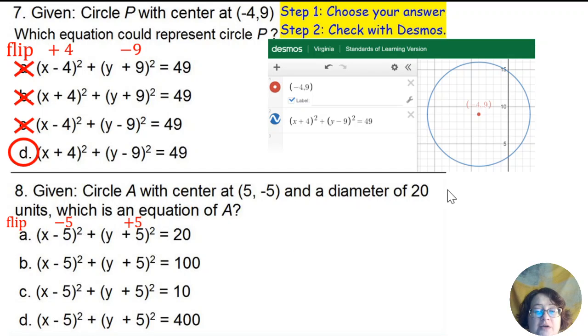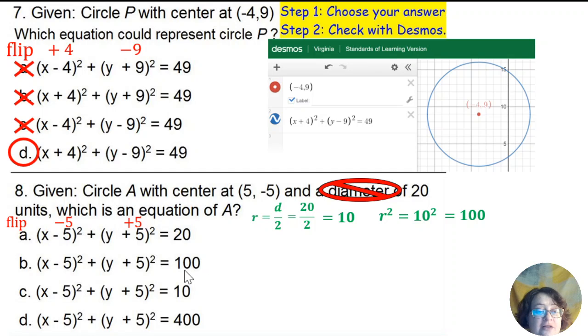We have diameter of 20. Remember, diameter is our dirty word. We don't use it. We want radius. So the first thing I do there is I change it. The radius is the diameter divided by 2, or 20 over 2 in this case, which gives us 10. Now, remember, it's not going to be equal to the radius. It's equal to r squared. So the radius squared is 10 squared, or 100. So that looks like we are looking for answer choice B.